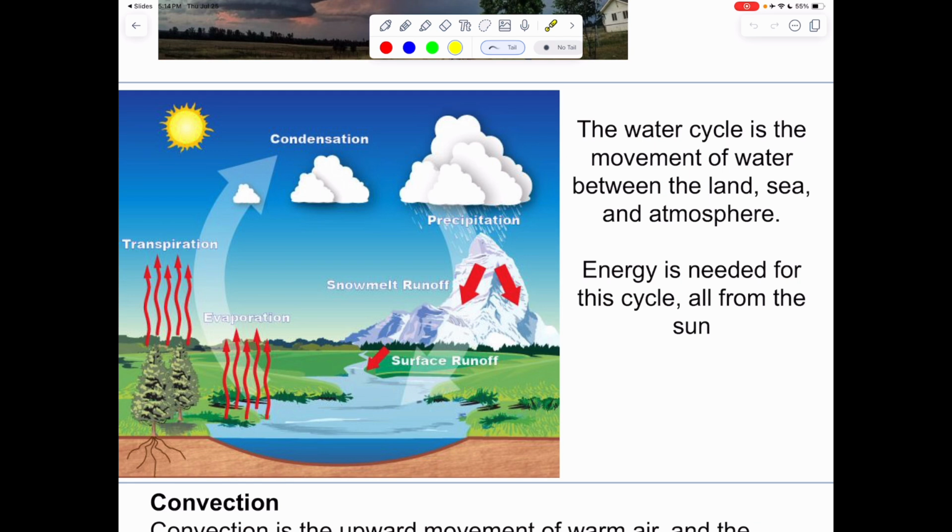We start with water that has come from runoff. Then it evaporates or it transpires off of plants. It condenses into clouds, causing precipitation, causing snow melt back into runoff, and we begin the process again.